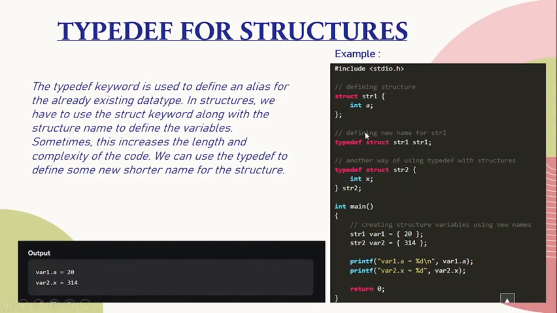So each time we use str1 and str2, we do not need to use the keyword struct, which we can see here, where we use str1 variable 1 equals 20 and str2 variable 2 equals 314. So it is easier to access these variables. We can see the output here. So typedef is used as a shortcut to access the name of the structure and the structure variables.